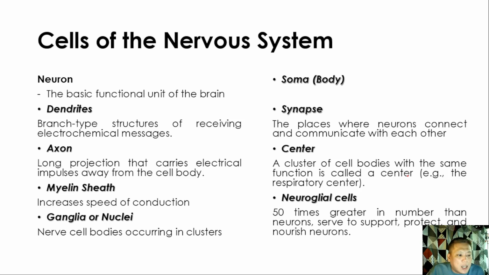Okay? And the myelin sheath increases the speed of conduction. So, ibig sabihin, dyan siya dumadaan. And the ganglia or the nuclear nerve cells bodies occurring in clusters. So, yung sama-sama. So, the body. Synapses naman, place where neurons connect and communicate with each other. And the center, cluster of cell bodies with same function is called the center or the respiratory center. And neuroglial cells of 50 times greater in number than neurons serve as support, protect, and nourish yung mga neurons natin.